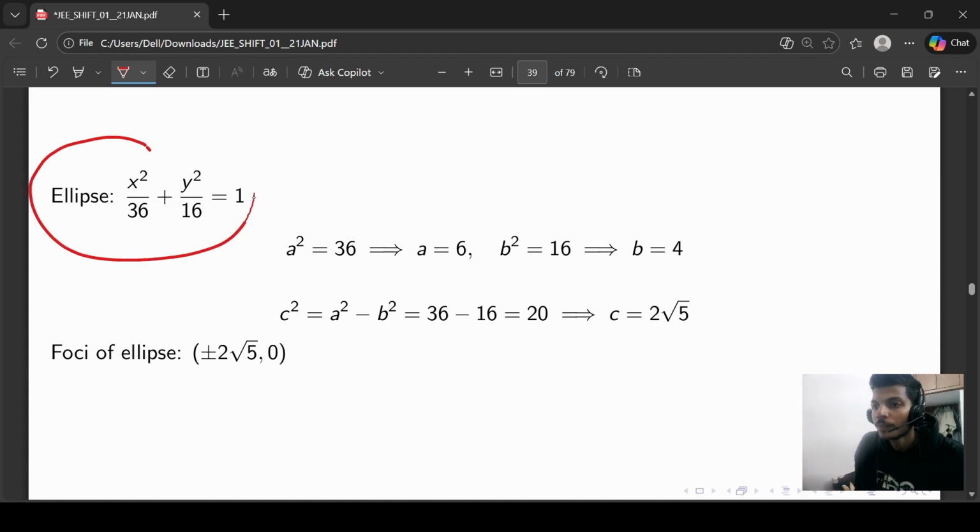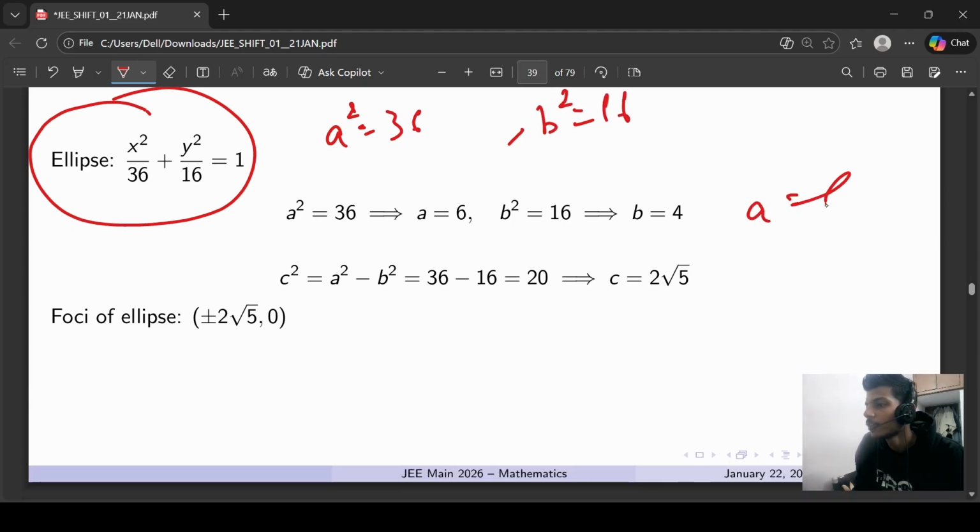The equation for the ellipse is given. I can simply know that a square is equal to 36, b square is 16. I can simply find out that a is 6, b is 4.